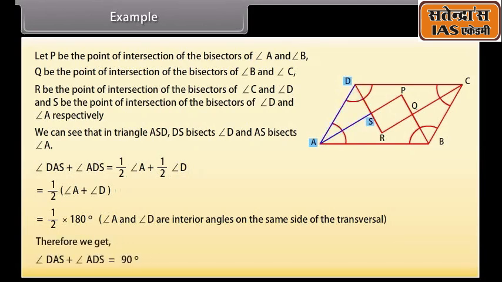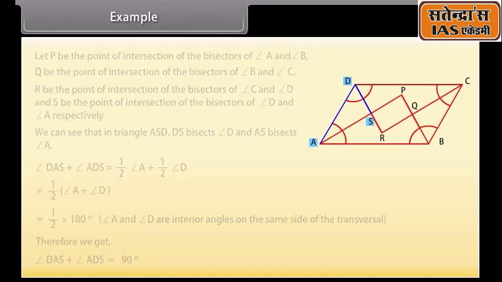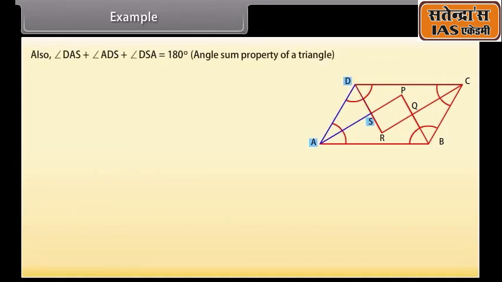Therefore, we get angle DAS plus angle ADS is equal to 90 degrees. Also, angle DAS plus angle ADS plus angle DSA is equal to 180 degrees by the angle sum property of a triangle, or 90 degrees plus angle DSA is equal to 180 degrees, or angle DSA is equal to 90 degrees.